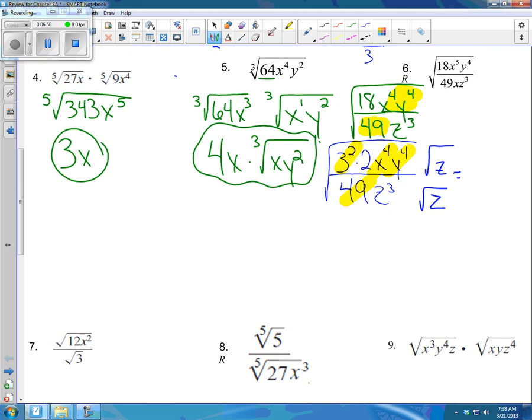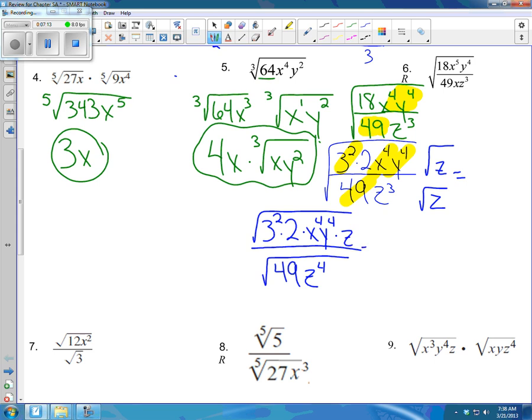All right, so I'm going to continue my work down to the next line. In my denominator, just building up my denominator, I now have my perfect 49 and a perfect z to the fourth. In my numerator, what I'm going to do is just clean it up, put it all under one radical, so I still have the 3 squared, I still have the 2. I have my x to the fourth and the y to the fourth, and now I have a z, and now I'm ready to take the perfect stuff out of everything.